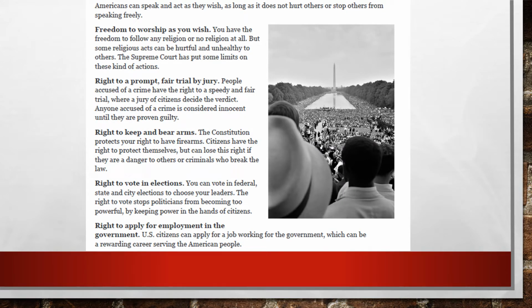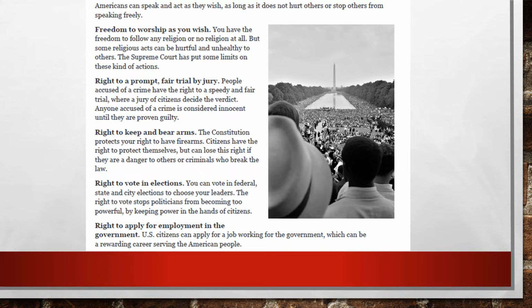Americans can speak and act as they wish as long as it does not hurt others or stop others from speaking freely. Freedom to worship as you wish. You have the freedom to follow any religion or no religion at all, but some religious acts can be hurtful and unhealthy to others. The Supreme Court has put some limits on these kinds of actions.